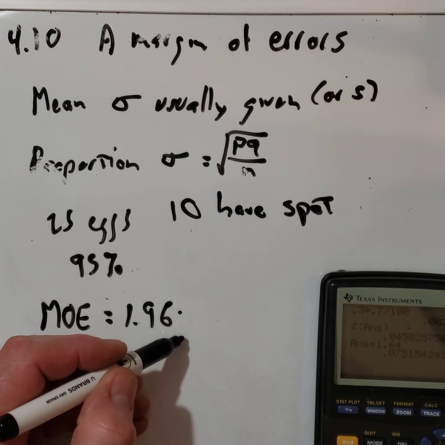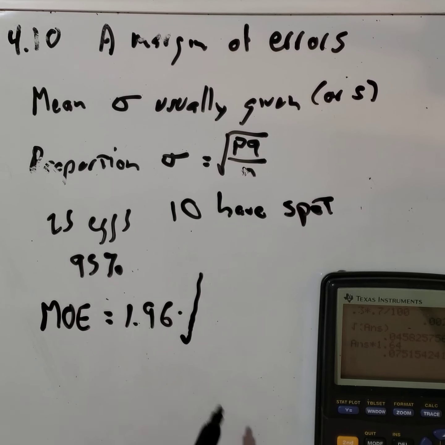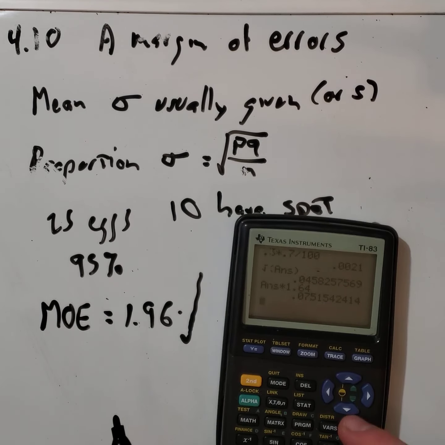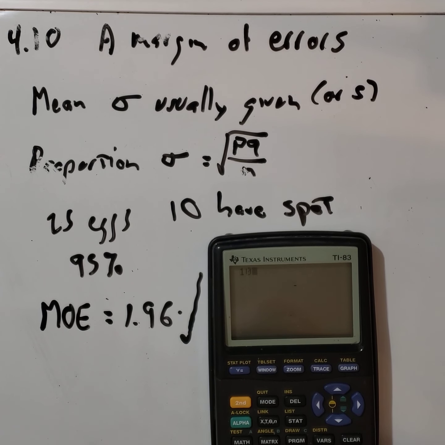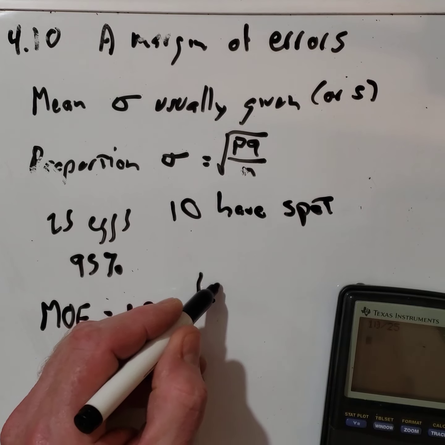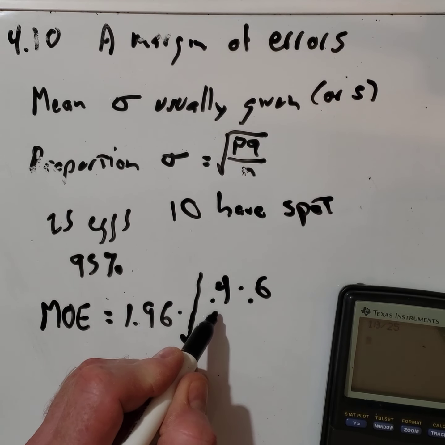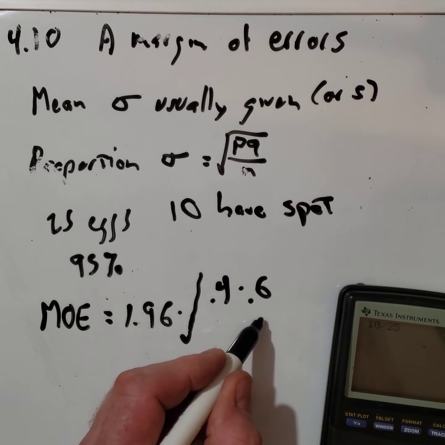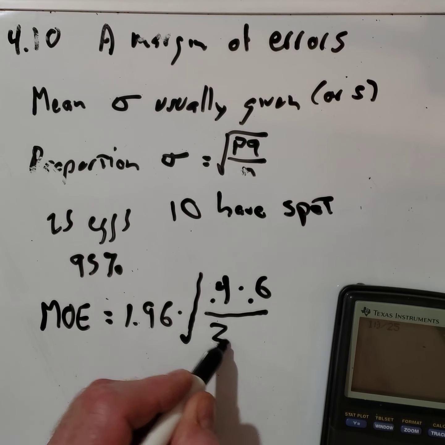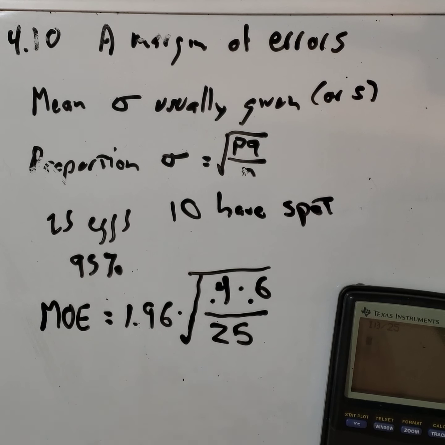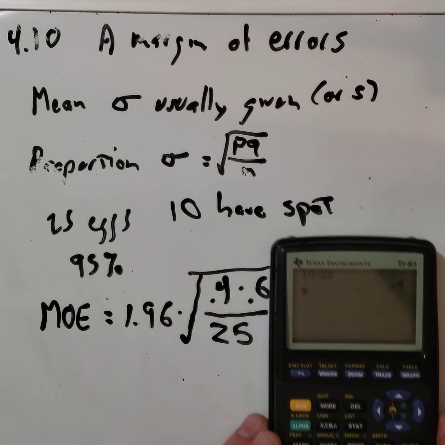It's going to be 1.96 times the square root of, what is p here? P is going to be 10 divided by 25. That's going to be 0.4. So 0.4 times 1 minus 0.4 is 0.6. Right? 40% have spots, 60% don't. Divided by, we got 25 eggs total. Okay, so that's our formula for margin of error.